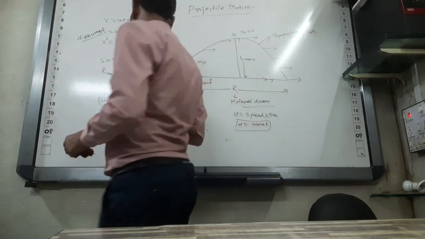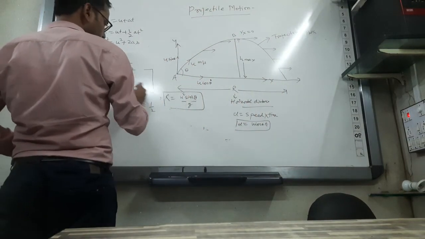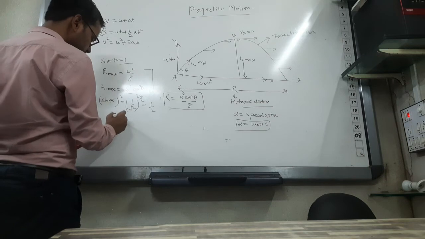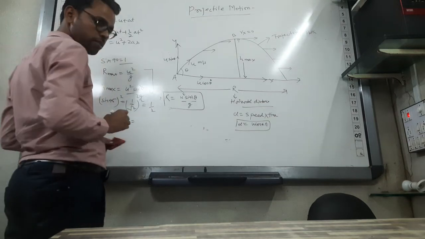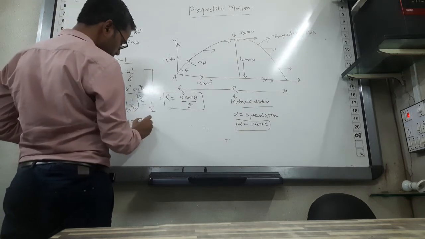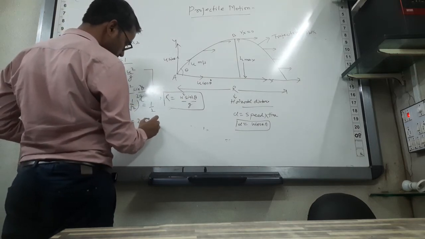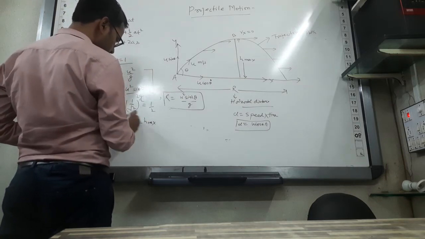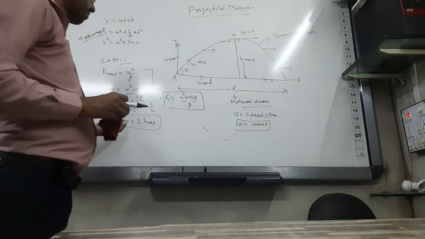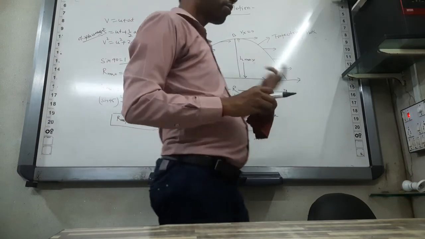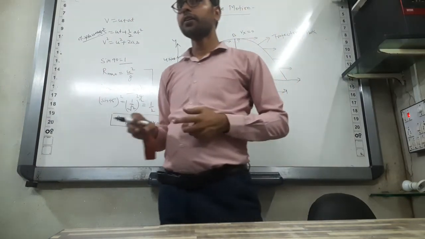Now the relation between R max and h max is that R max is twice h max. That is, the maximum horizontal distance is 2 times the maximum height covered by the ball.